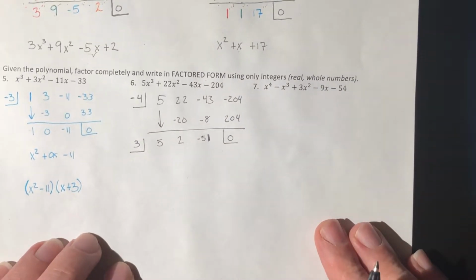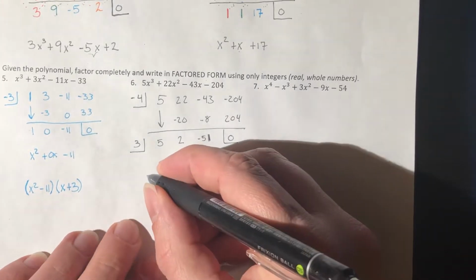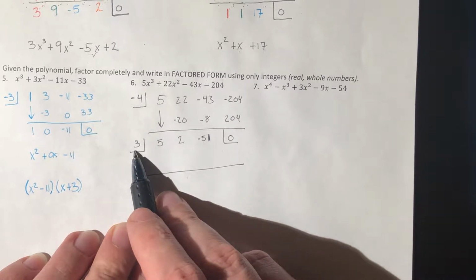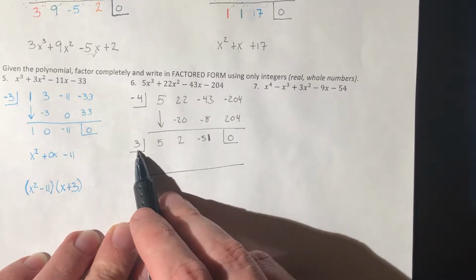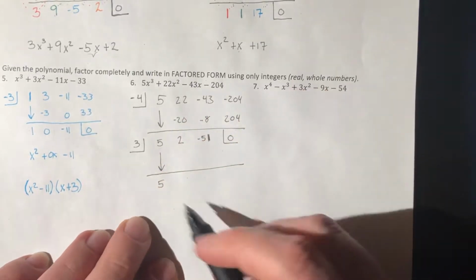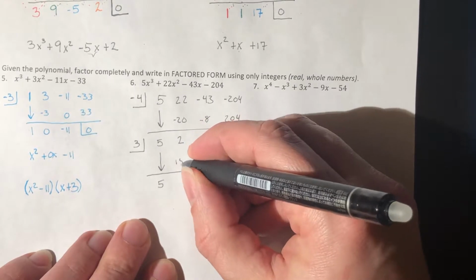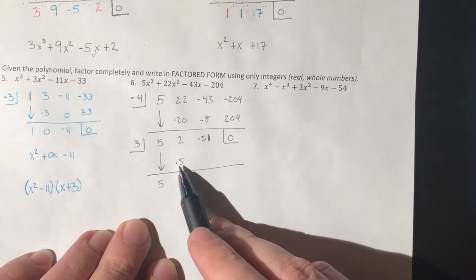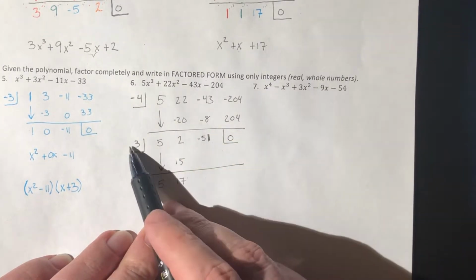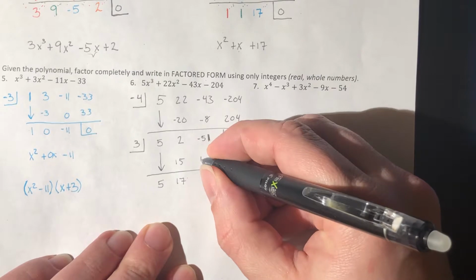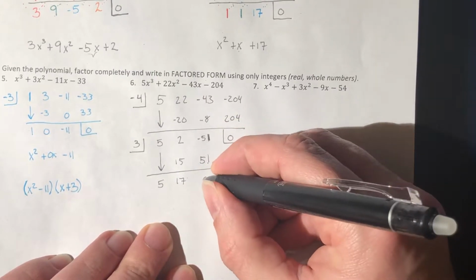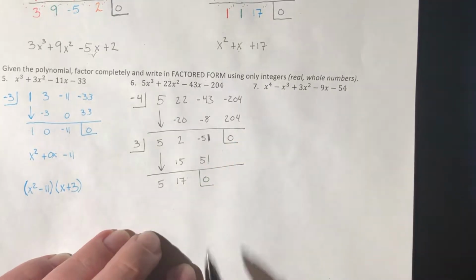Now I need to do that one more time, using the other known rational 0 that I had of 3. So the 5, once again, drops down. 3 times 5 is 15. 2 plus 15 is 17. 3 times 17 is 51. -51 plus 51 is 0.